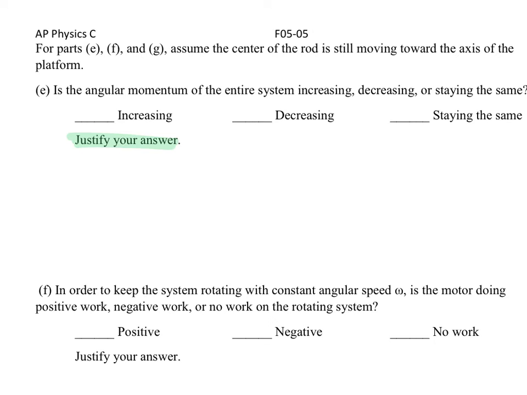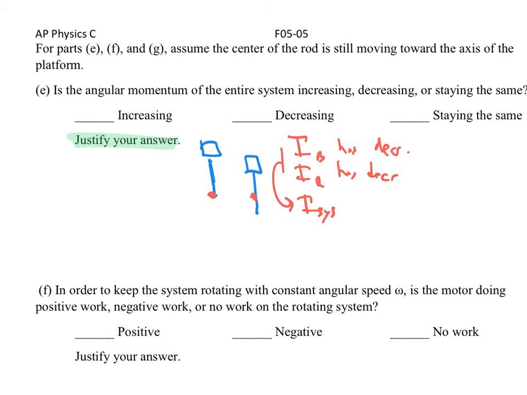But what we have here, of course, is that as the block and rod, which normally started off like here, and then we end up with the block in and the rod lower down, and this is still the point of rotation. Well, we know that the I for the block has decreased, and the I for the rod has decreased. So together this means the I for the system has decreased. But L equals I omega, and omega is constant. So L must have decreased.